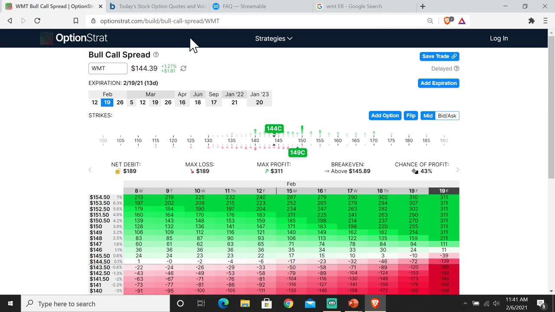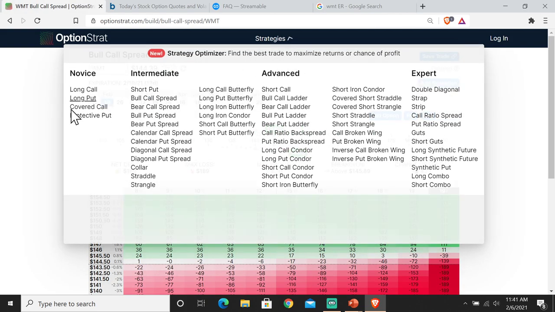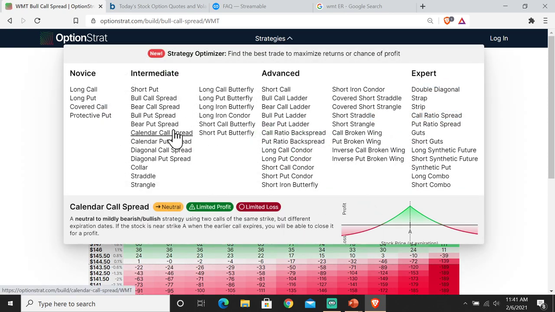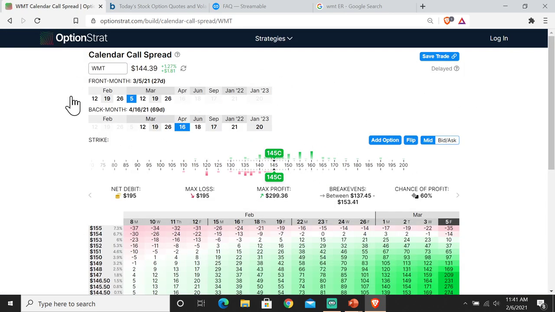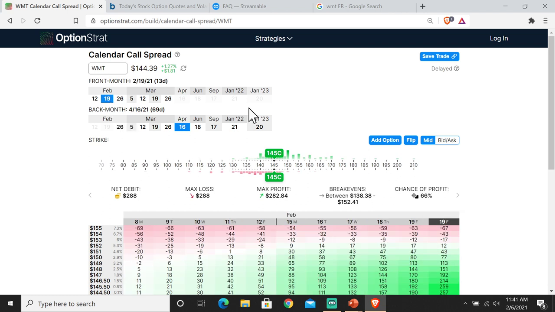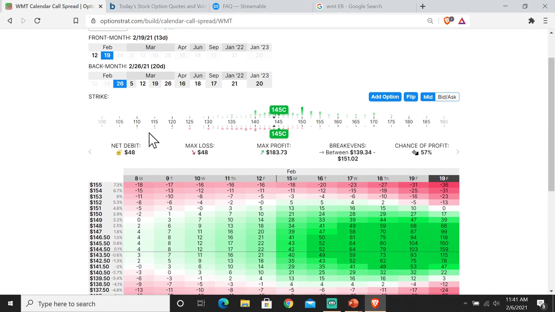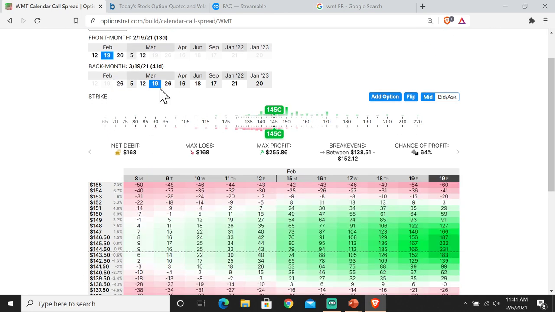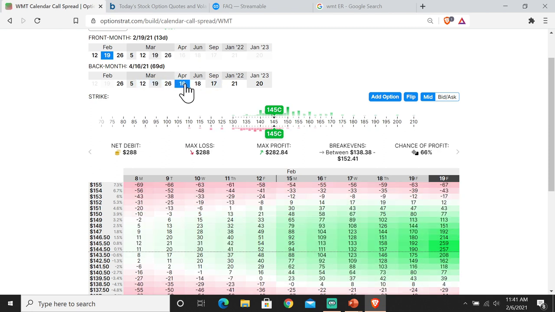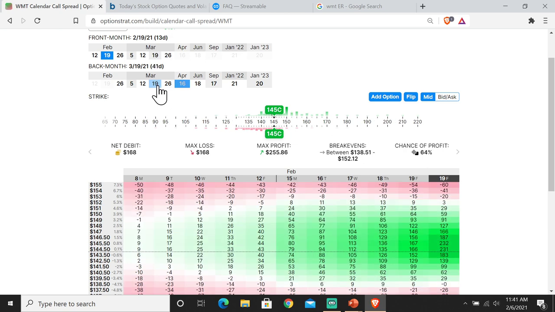So we would look at February 19th, and this wouldn't be a bull call spread. It would be a calendar call spread here. Pull that up. And then your back-dated option can be anything you want. Usually for these kinds of plays, I play more aggressively, and I choose the closer dated option. But if you want to be more conservative with the play, something further out, like 30, 60 days out, is usually going to be better.